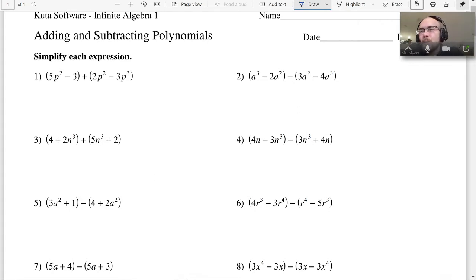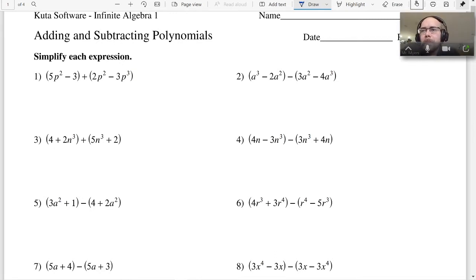Like for instance, number one, we're adding a binomial and a binomial, but you don't need to know that to add them up. So naming them is maybe important if your teacher's going to give you a vocab quiz, but not super necessary if we're just adding them up. Let's look at how we add these up.